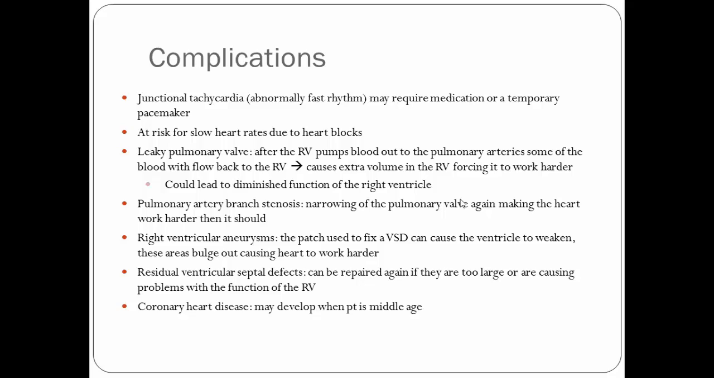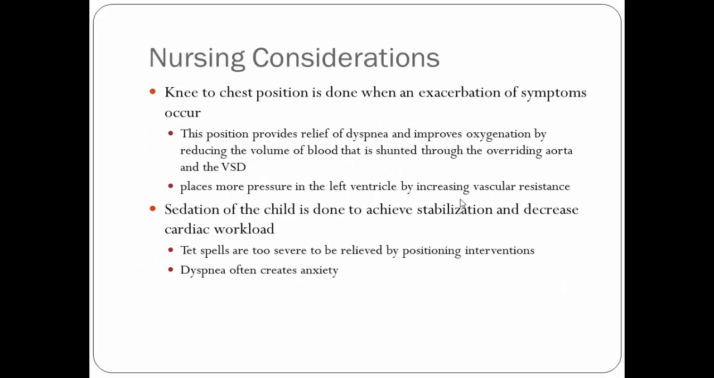Pulmonary artery branch stenosis is the re-narrowing of the pulmonary valve. This makes the heart work harder than it should. Right ventricular aneurysms happen when the patch used to fix the VSD causes the ventricle to weaken. These areas bulge out, causing the heart to work harder. Residual ventricular septal defects can be repaired again if they are too large or are causing problems with the function of the right ventricle. Coronary heart disease may develop when a patient is middle-aged.